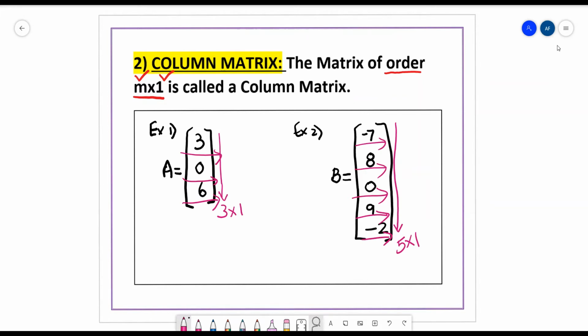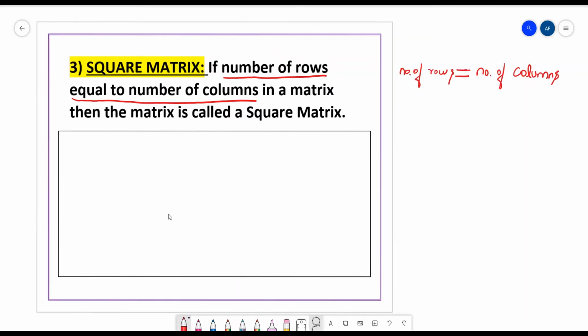It is one and the same. Okay, next matrix is square matrix. I'll read the definition. If the number of rows is equal to the number of columns in a matrix, then the matrix is called a square matrix. Okay, as simple as that. Where the number of rows is equal to the number of columns in a matrix, then that particular matrix is called a square matrix. Okay, let us see some examples over here on square matrix.